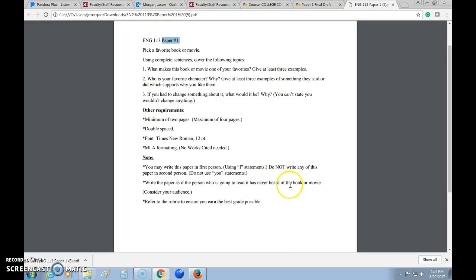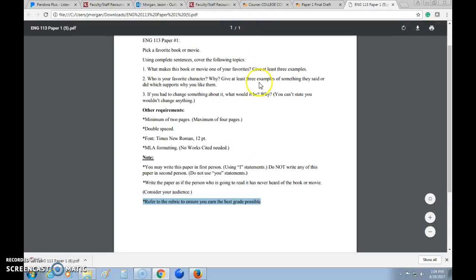But don't just assume that I've heard of this book or movie that you're talking about. You have to give a little bit of background, but you're not giving a summary. You're answering these questions. Do not give a summary. Let's see if I can make that clear again. Do not do a summary. But again, consider your audience. Chances are I haven't read the book or seen the movie which may be your favorites. Maybe I have, but you can't assume that. And last but not least, refer to the rubric to ensure you earn the best grade possible.